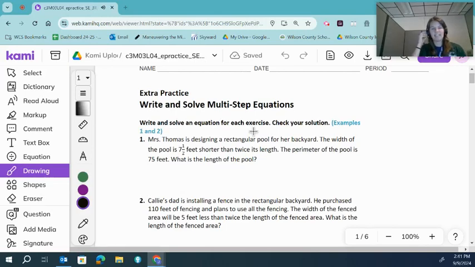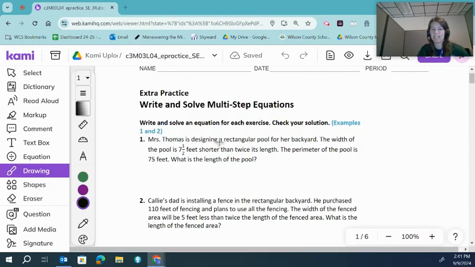Today we are writing and solving multi-step equations. One of the most important things when solving equations is the vocabulary that is needed in order to write equations from word problems. So let's take a look at this one.